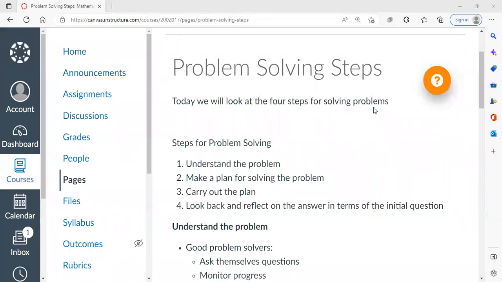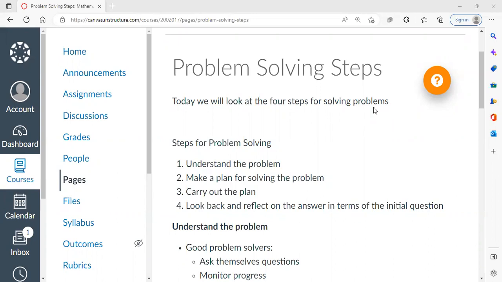All right, so today we're looking at mathematics. More specifically, we're looking at the problem solving steps. All right, that's the steps that are involved in solving a problem.